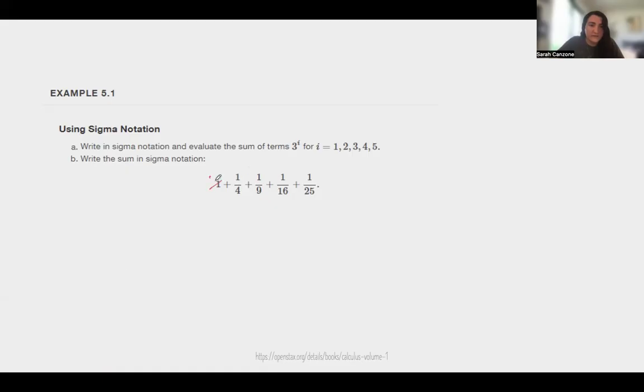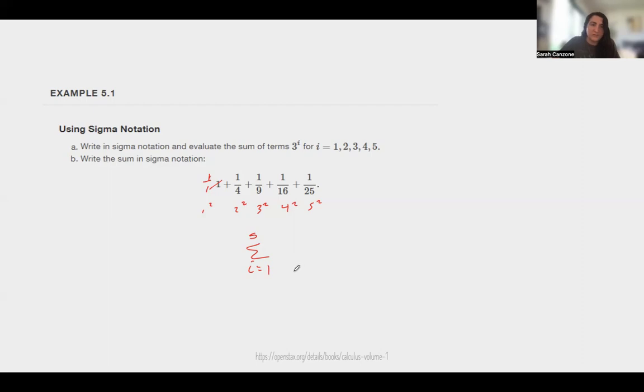In fact, I'm going to rewrite this 1 as 1 over 1. And you notice that the denominators are increasing. What you should recognize is that each one of these is a perfect square. For example, 1 is 1 squared, 4 is 2 squared, 9 is 3 squared, 4 squared, 5 squared. So if we're looking to write this in sigma notation, we would write the sum from i equals, usually we'll start at 1, sometimes we start at 0, to, well, we have 5 terms, so we'll go to 5.